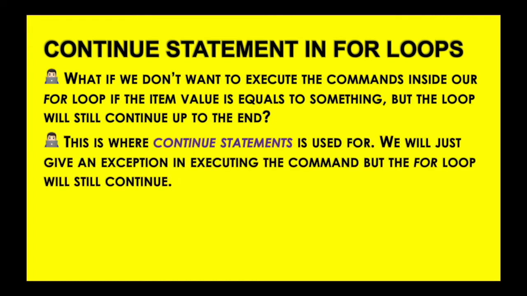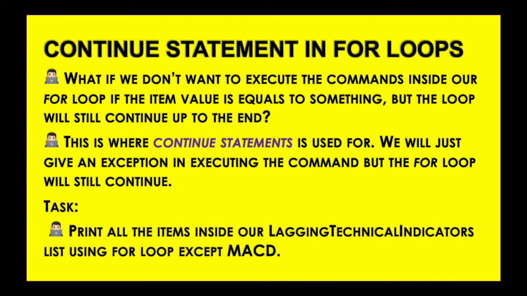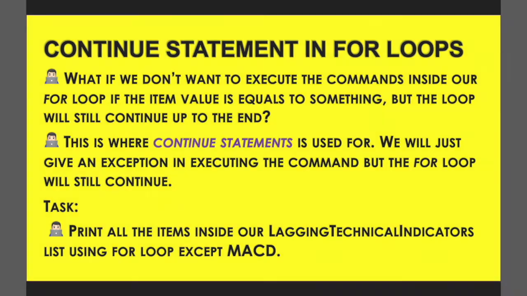That is how the continue statement in for loops works. This is what the continue statement is used for, based on this PowerPoint. We will just give an exception in executing the command, but the for loop will still continue. So, an exception on the printing of that specific item in our list. For the task, print all the items inside our lagging technical indicators list using a for loop except MACD. So we will be having here the continue statement. Without further ado, let's go to our Jupyter notebook and let's start coding.